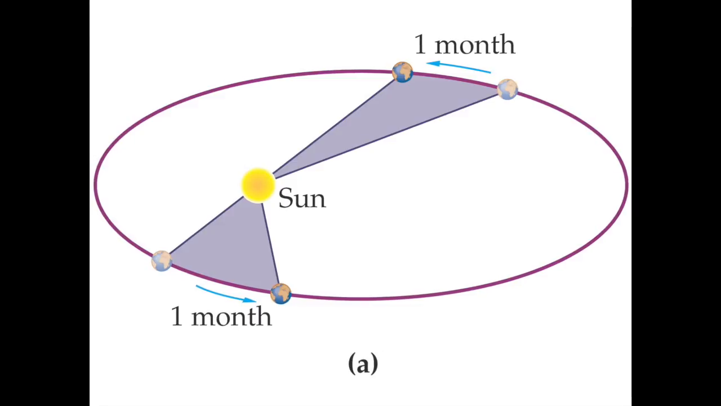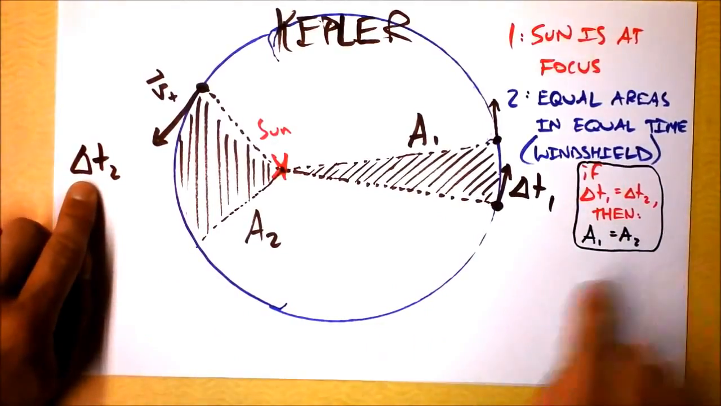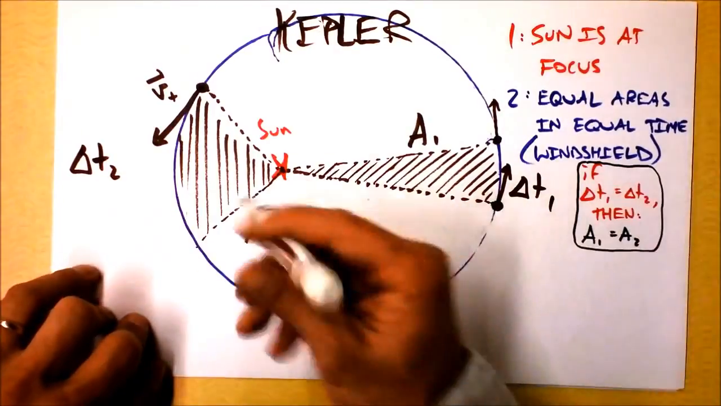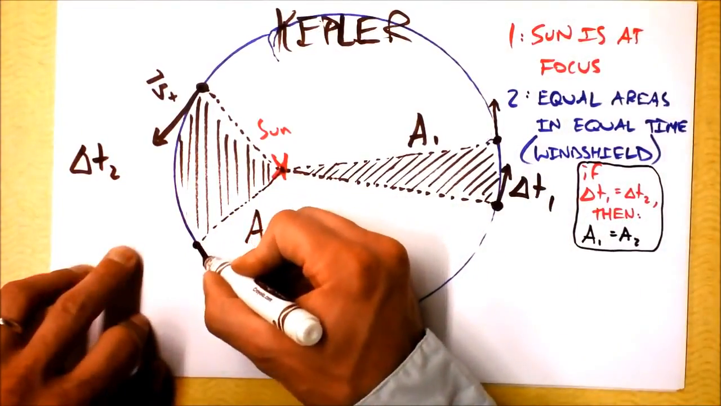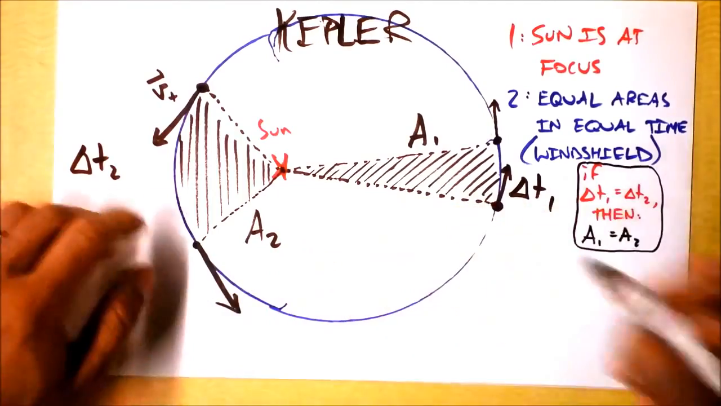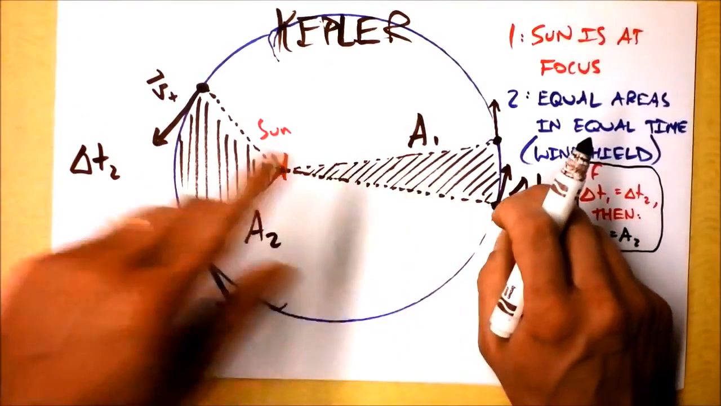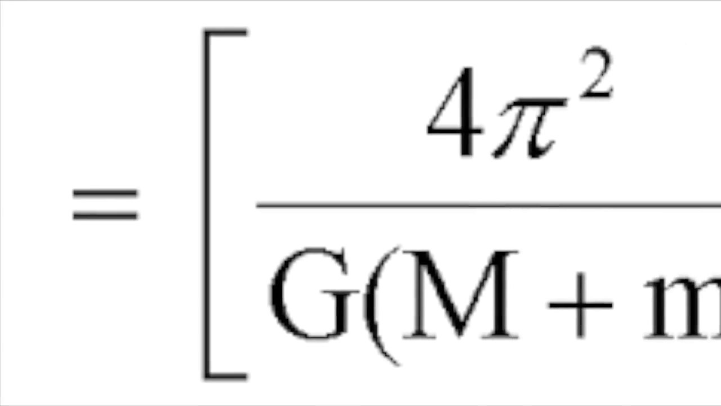His second law is that lines drawn from the Sun to a planet will sweep out equal areas in equal times. We'll say that if delta T2 is the same time as delta T1, then the area that the planet has swept out, like windshield wipers, right, is equal to the area it swept out over here. His third law is that the squares of the periods are proportional to the cubes of the radii. To use this equation, proportions are necessary.